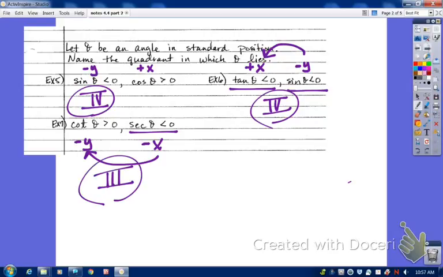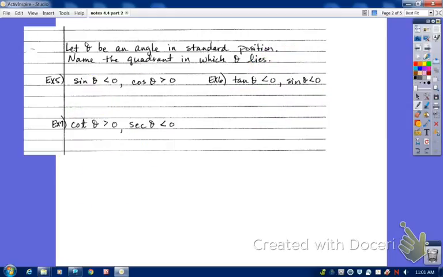All right, questions about that little set of directions? You'll see some of those problems in your homework. All right, moving right along.